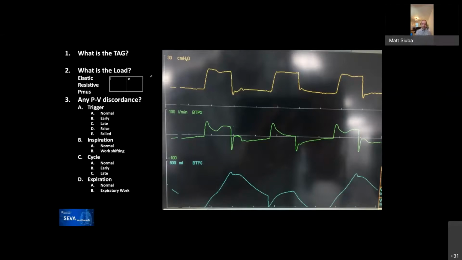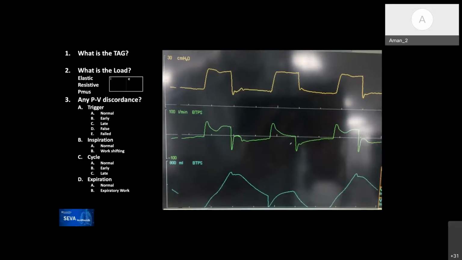All right, so the tag would be PC-CMV-S. It's obviously a pressure controlled breath. The flow is not controlled. The I time looks constant. The pressure value looks constant. So for the load, I would choose the middle breath to decide on that. There's some Pmus in the first and the third breaths. The middle breath during inspiration seems to be passive, also expiration.